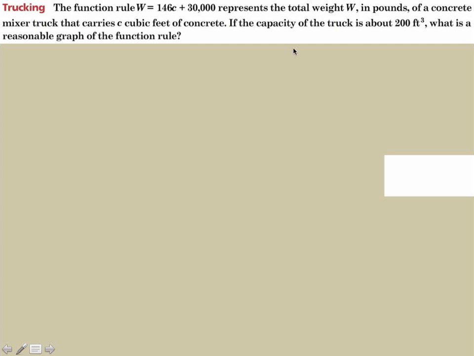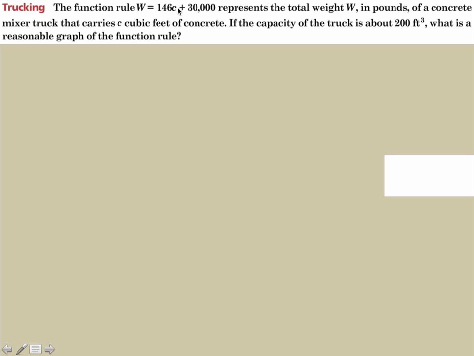So here we go. The function rule W equals 146C plus 30,000 represents the total weight, W, in pounds of a concrete mixer truck that carries C cubic feet of concrete. Wow, that's a lot. So this is the weight based on how much concrete I'm carrying. If the capacity of the truck is about 200 cubic feet, what is a reasonable graph for the function rule?